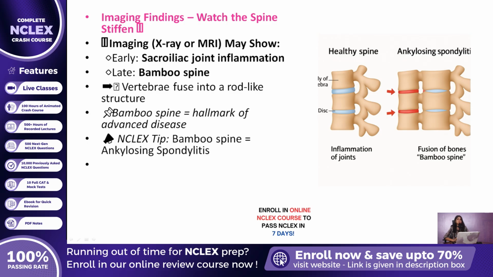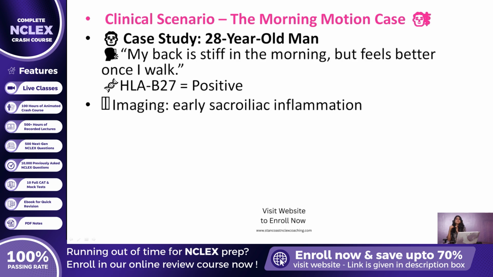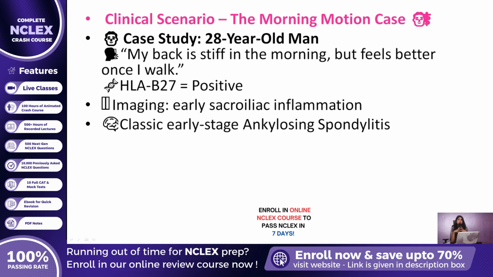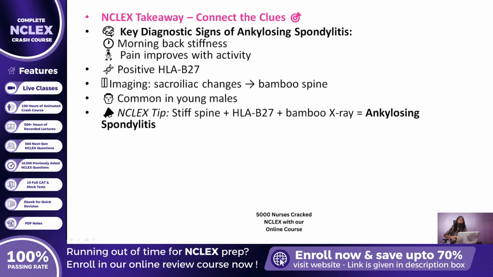Now picture this full case. A 28-year-old man reports that his lower back pain is worst in the morning, but improves with movement. His human leukocyte antigen B27 is positive, and his imaging shows early sacroiliac inflammation. That is classic ankylosing spondylitis. So for NCLEX success and real-world nursing, remember, this is one arthritis that loves the spine, hates inactivity, and shows up early with stiffness that disappears with motion. Stay alert to these patterns, because early recognition can prevent lifelong complications.